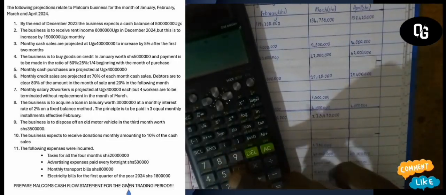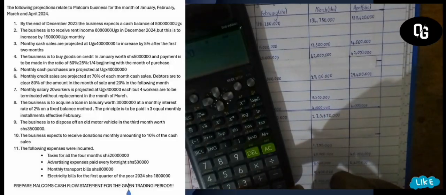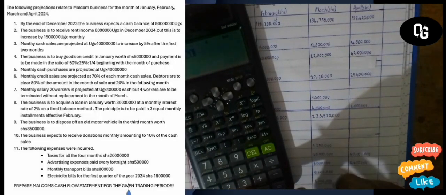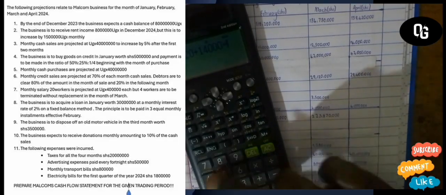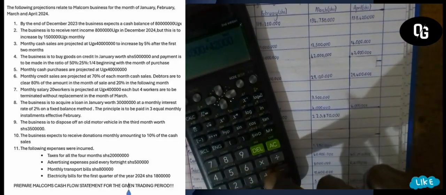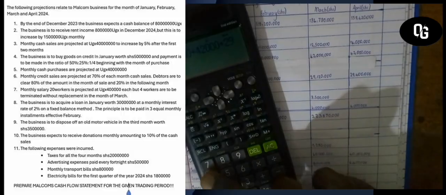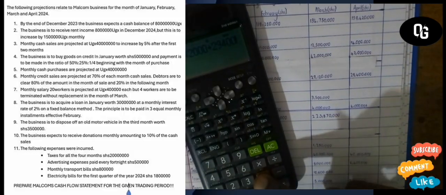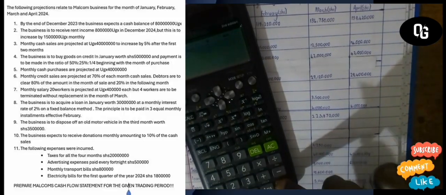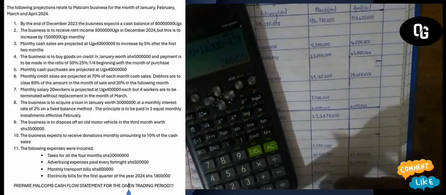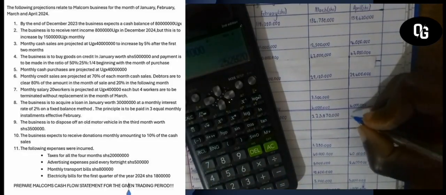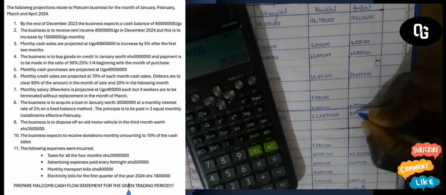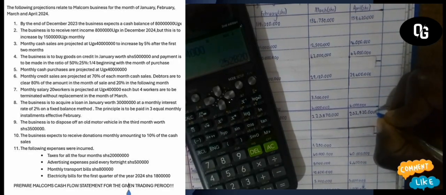So when we get this, we calculate and get the cash inflows for that month as well. So we add the balance brought down plus the rent income plus cash sales plus credit sales, the loan acquired, and the donations to get our total cash inflows for the month of April. This is to give us 252,820,000.